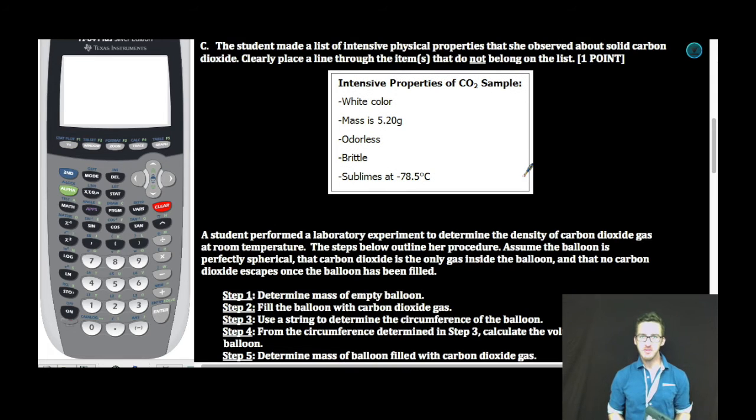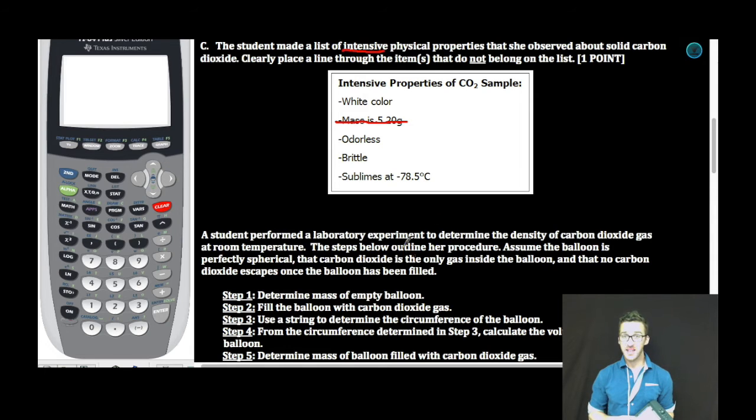Part C. The student made a list of intensive physical properties that she observed about solid carbon dioxide. Clearly place a line through the items that do not belong on the list. All right, we're looking for intensive physical properties. Remember, intensive physical properties are properties that stay the same no matter how much of the material you have. So white color, that belongs there. Mass, 5.20 grams. That's an extensive property, so I'm going to draw a line through that. The mass is going to change depending on how much of the material you have, whereas the color, for example, is going to stay the same no matter how much of it you have.